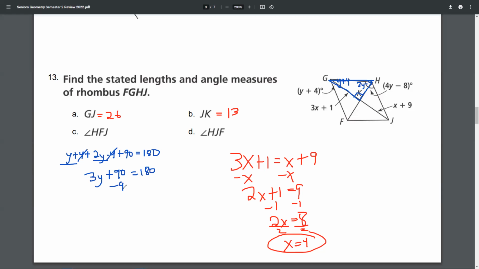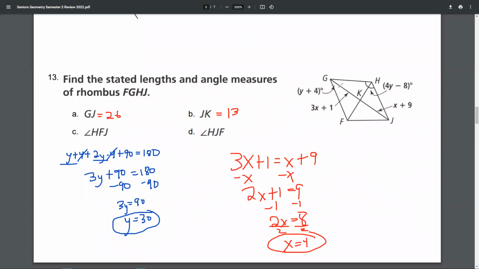We can subtract 90 from both sides, and we get 3y equals 90. Divide by 3 and we get y equals 30. Once we have 30, we can plug that back in and find all of our angles.